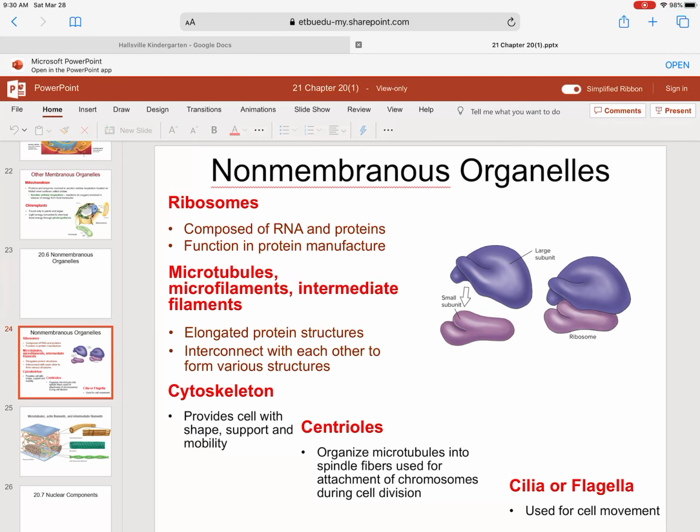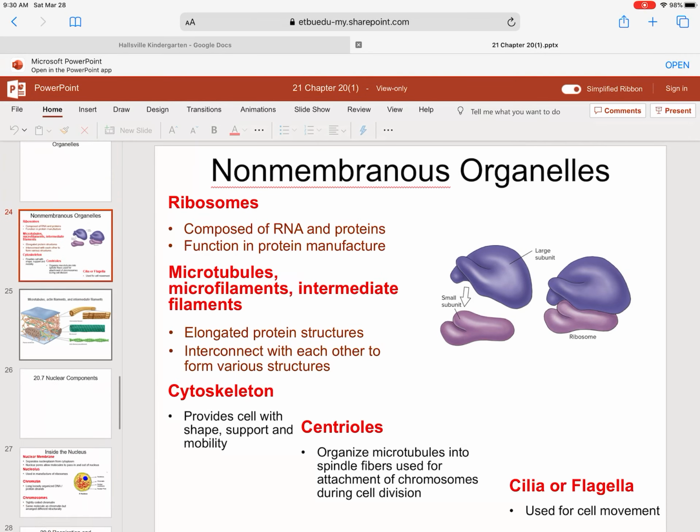You do not need to worry about what centrioles are. Ooh, actually, I take that back. We need to know because we're going to talk about division. So, centrioles are organized microtubules into spindle fibers used for attachment of chromosomes during cell division. So, we're going to see these centrioles when we talk about cell division in just a little bit.